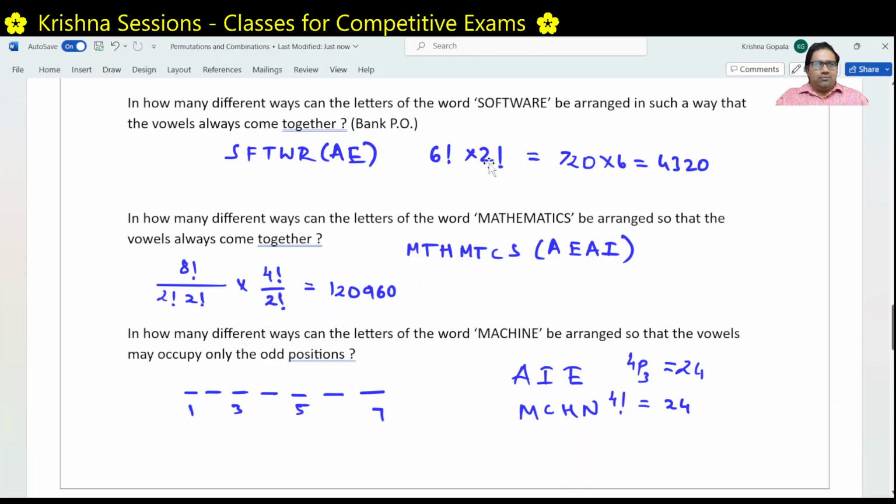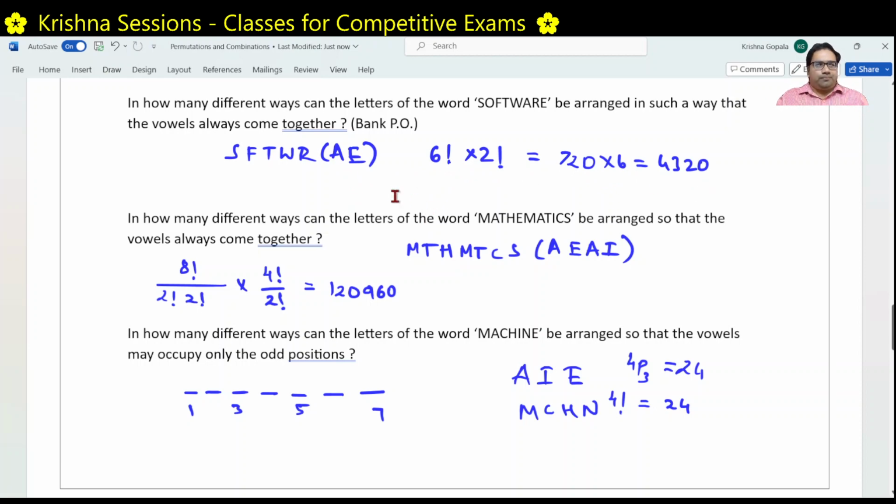So which is 2 times, which is equal to 2 factorial. So what are the total permutations? When we take A and E together, that is 6 factorial, and each of this 6 factorial can be rewritten in two different ways, A first or E first. So 6 factorial into 2 factorial, which is 720 into 6, 4320.